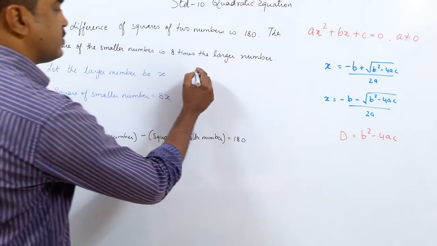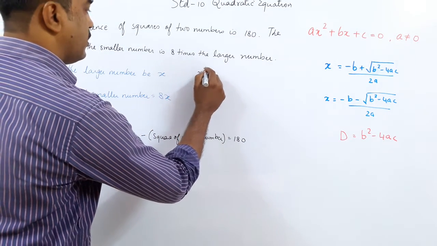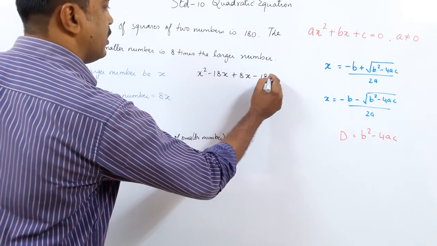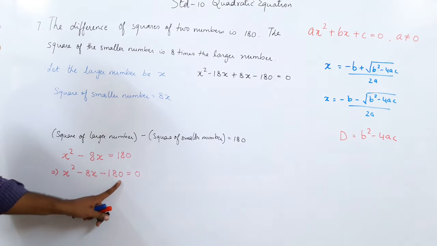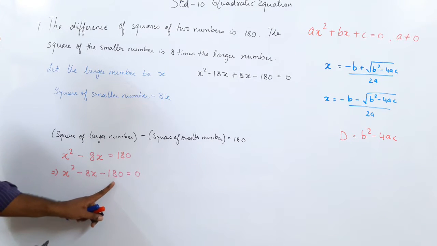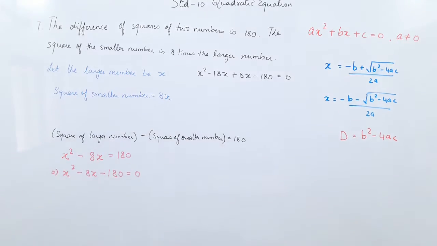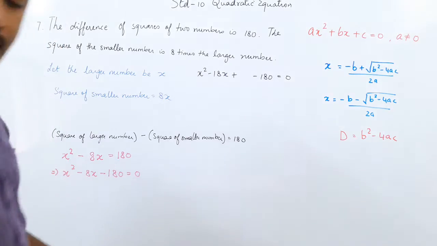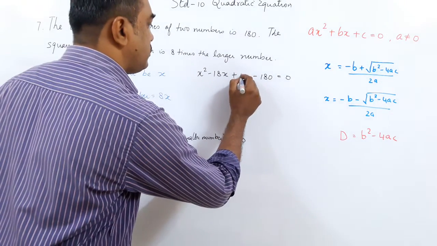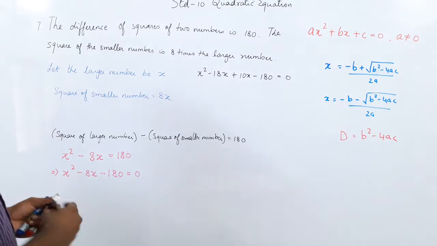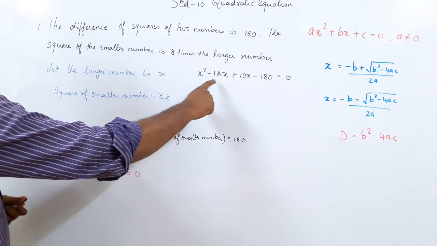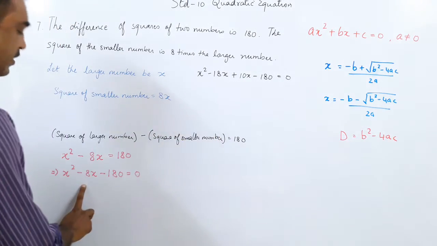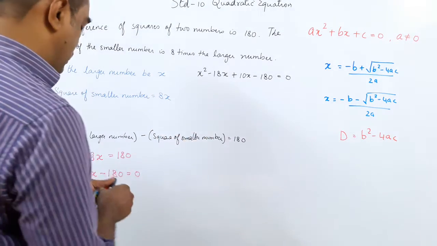So I will get this by splitting the middle term: x squared minus 18x plus 8x minus 180 equals 0. So what are the factors of 180? Sorry, we will not get this. This will be not 8x but 10x. Yes, 10x. 18 tens are 180, and minus 18 plus 10 is minus 8, and minus 18 into 10 is minus 180.